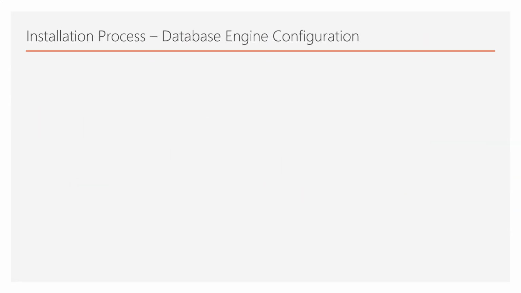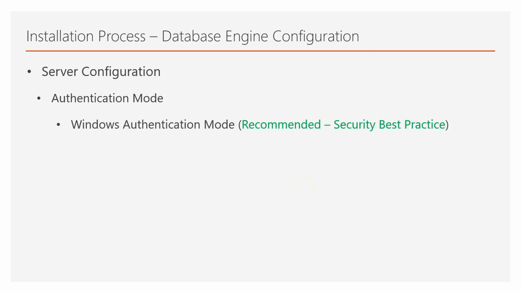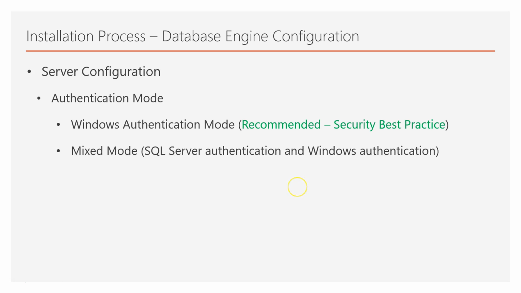Now about the database engine configuration, and more specifically server configuration, you need to select the authentication mode to use. So you can either select to use Windows authentication mode, which is recommended based on the security best practices, or mixed mode, that is SQL Server authentication and Windows authentication. When using Windows authentication, you can only log into SQL Server after, of course, you granted the appropriate access using Windows accounts, that is local Windows users or domain users if your SQL Server instance is on a domain.